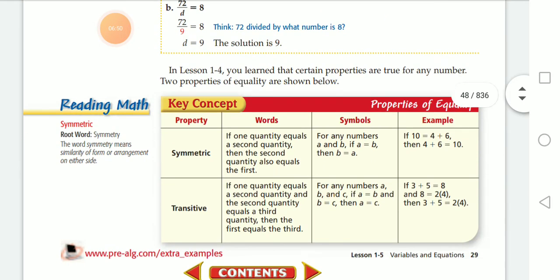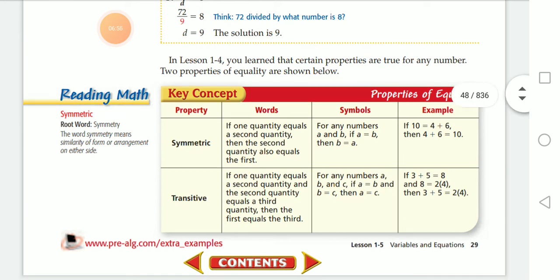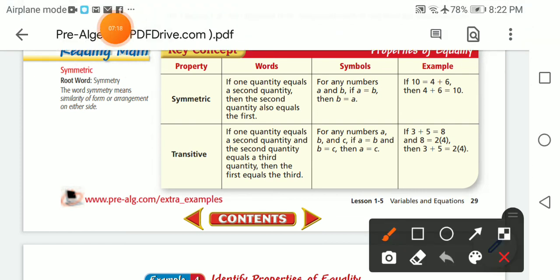In lesson 4, you learned that certain properties are true for any number. Two properties of equality are shown below: symmetric and transitive. Symmetric: if one quantity equals a second quantity, then the second quantity also equals the first. If A equals B, then B equals A.